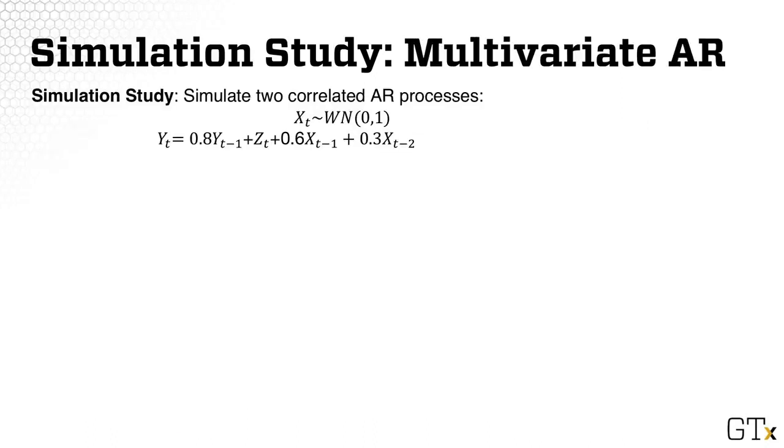Next, I will provide a simulation example in which we simulate two correlated AR time series. The first time series is white noise, whereas the second is an AR1 process and a lead process for the first time series with 2 lead lags.